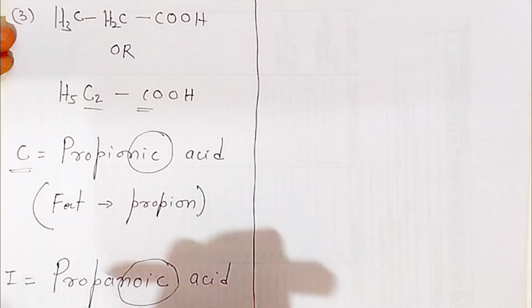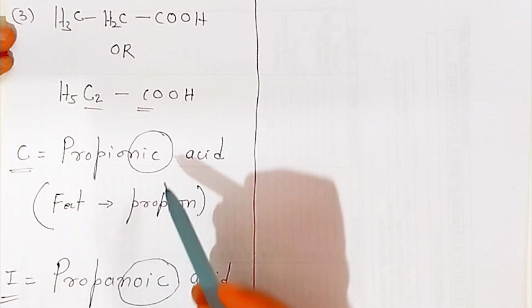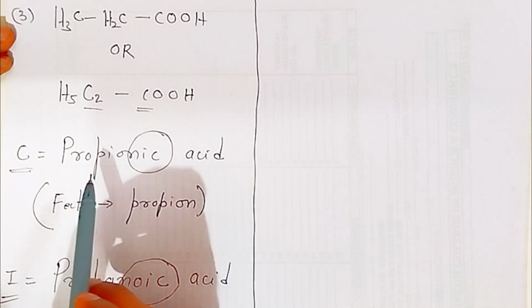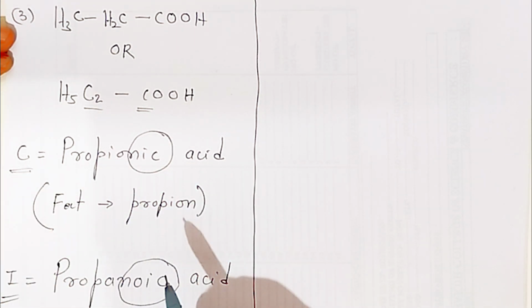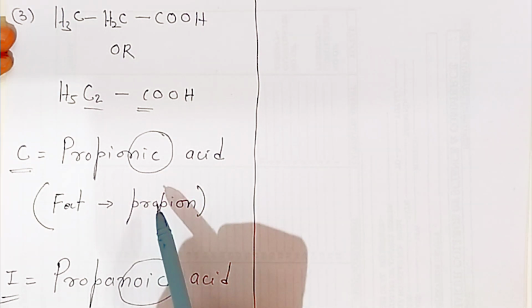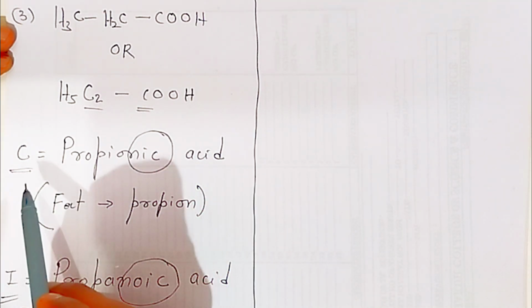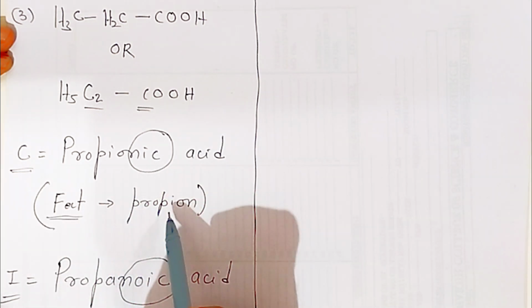So this is the IUPAC name and this is the common name. See the difference, students, between the IUPAC name and the common name. Here it is propionic acid and here it is propanoic acid. Propanoic acid will come in the IUPAC system and propionic acid will come in the common system. Understanding students? Since this is the first fat molecule, that is why it is called propionic acid. Propionic acid has been derived from the first fat-giving molecule.